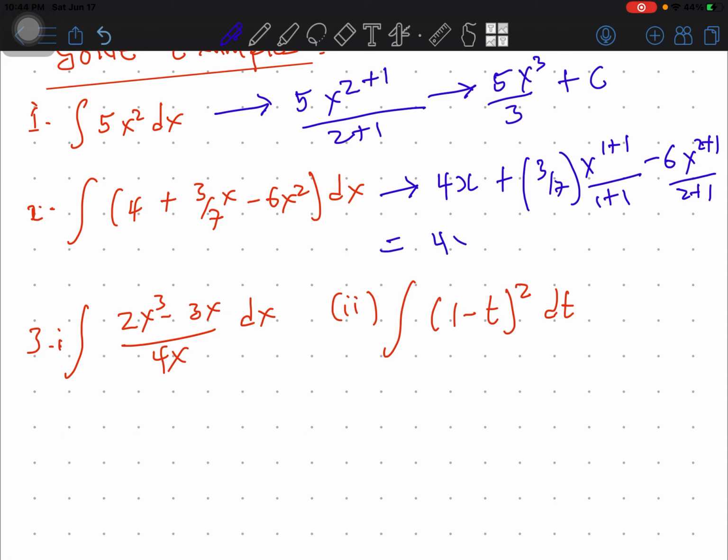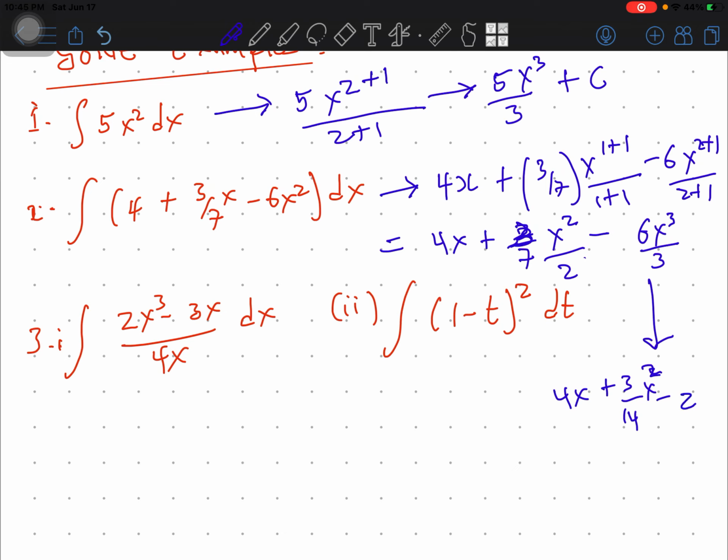So at the end, you are going to get 4x plus 3 over 7 x power 2 all over 2 minus 6x power 3 over 3. In simplification, you can get 4x plus 3 over 14. So 2 cancel 2, right? This is a 3. So yeah, I made a mistake here. This is 3, so it can't cancel. So now we are going to get 3 over 14 x power 2 minus 2x power 3, and then don't forget plus c. Don't forget you have plus c. So this is the second question.